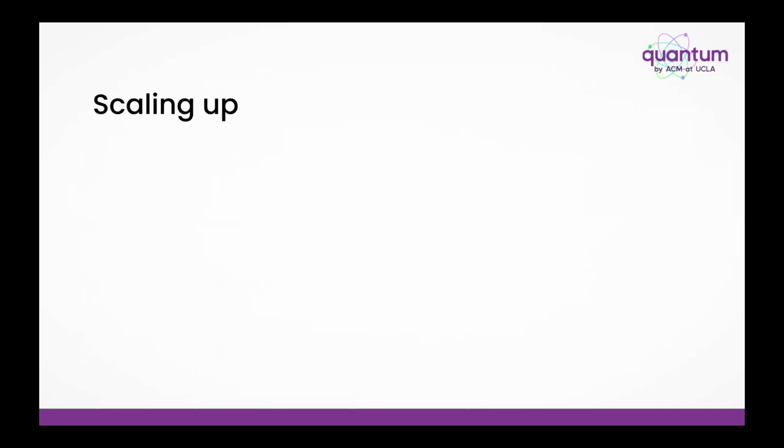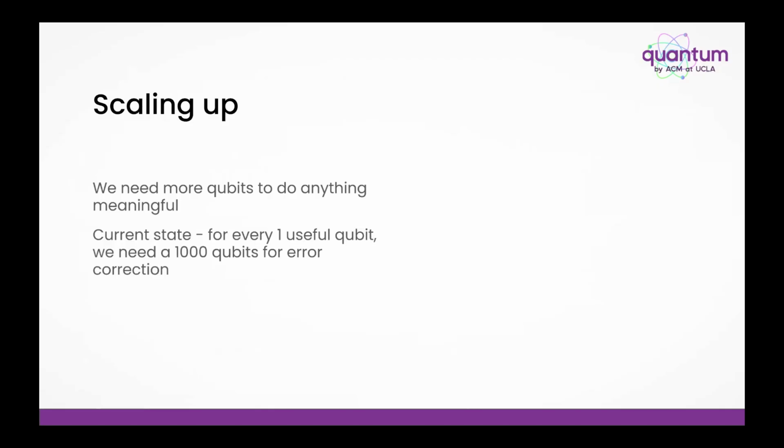All right. The next open problem that we have right now is scaling up. So we need more qubits to do anything meaningful. Our current state is that for every one useful qubit computation, we need 1,000 qubits for error correction. If you remember the diagram I showed you guys above with the different layers, there was a layer which said logical qubits. So that is the layer where all the useful qubits sit, and we need a factor of 1,000 from the physical layer clubbed with the error correction layer to actually make one useful qubit.